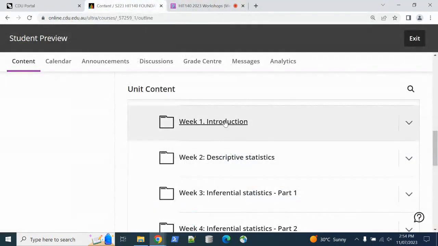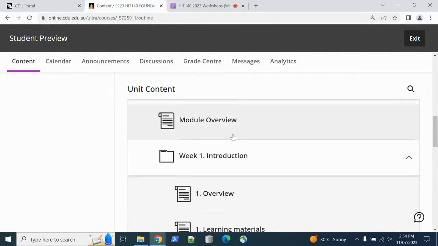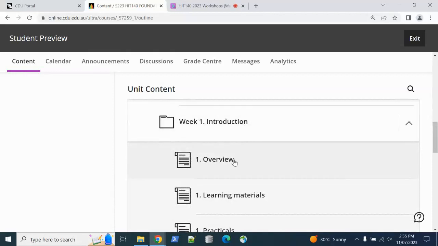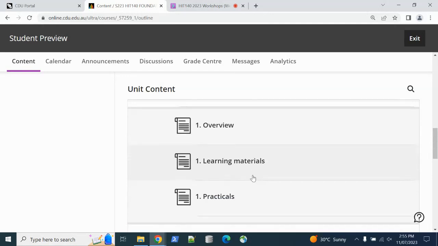Let's look at the first one. We are now in week 1. There is an overview to the module, so it basically tells you what the module is all about. We can skip that. Okay. So let's look at the introduction. Each week has 3 sections. One is overview, where I give you some basic ideas what this topic is all about. And then the learning materials is where you find detailed explanations of the concepts. That may include formula or examples and so on.